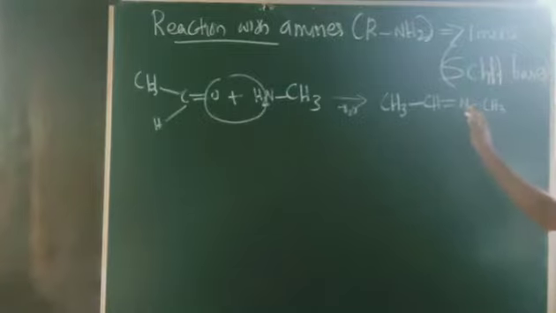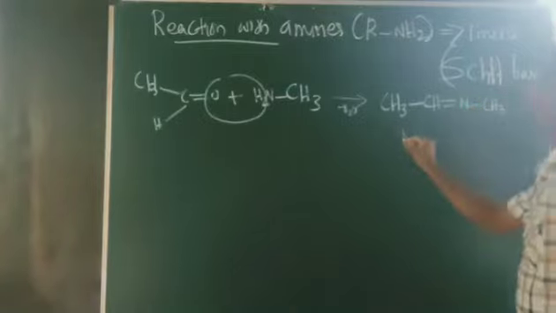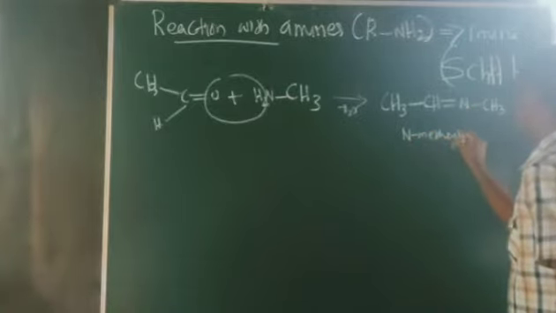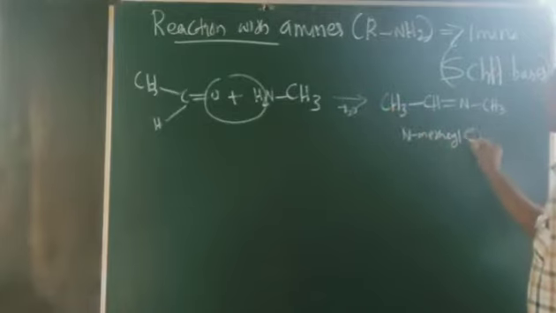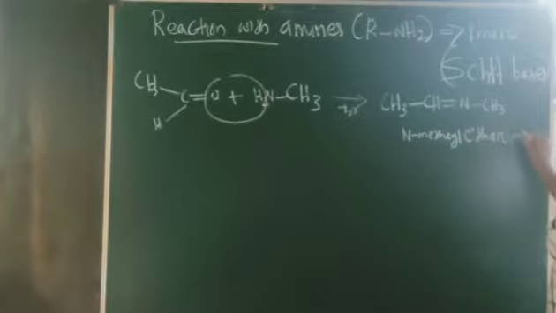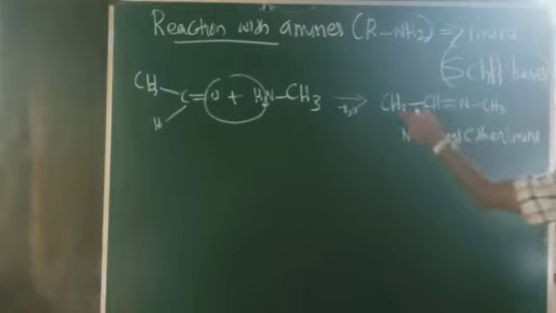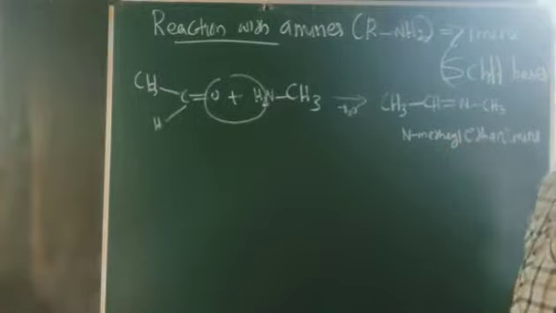Look at it here, in the nitrogen there is a methyl group, so the name is N-methyl. The 2-carbon alkane is ethane. Replace E by imine. So what is the name of this compound? N-methyl, 2-carbon alkane ethane, replace E by imine. So N-methyl ethylamine. This is a Schiff's base.